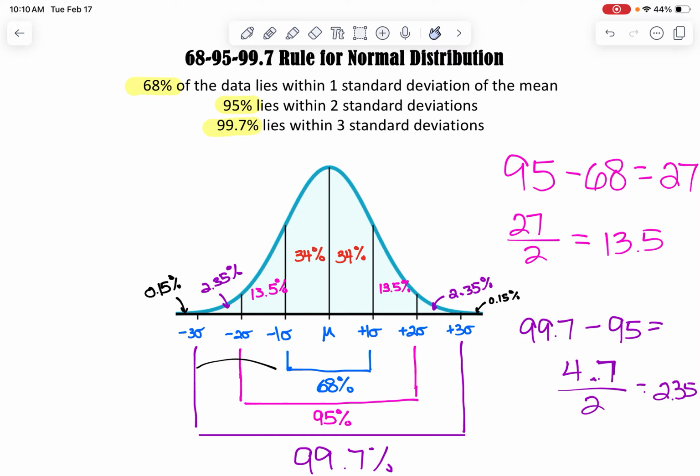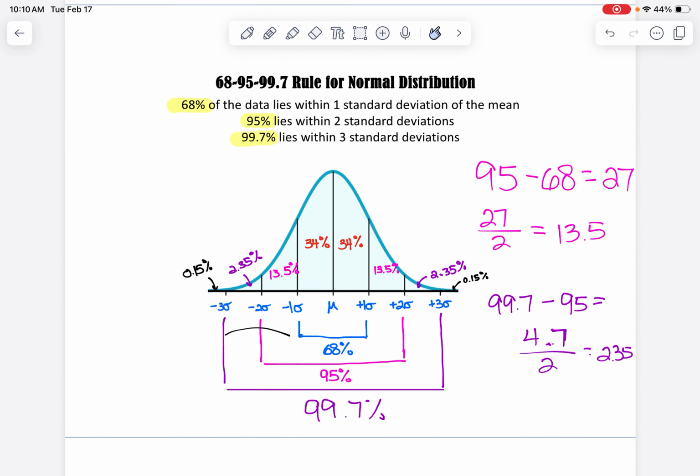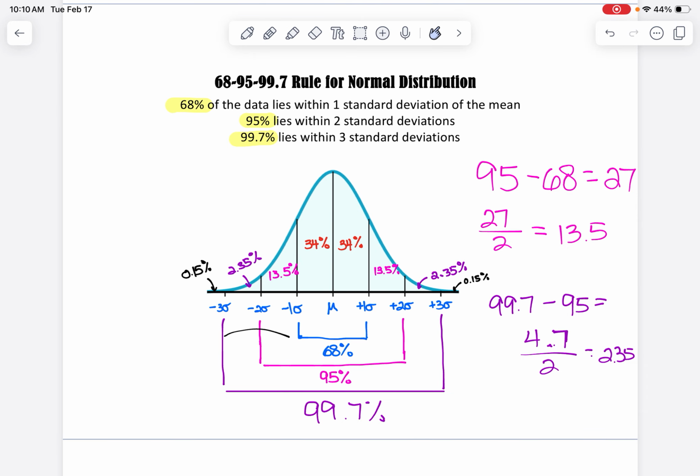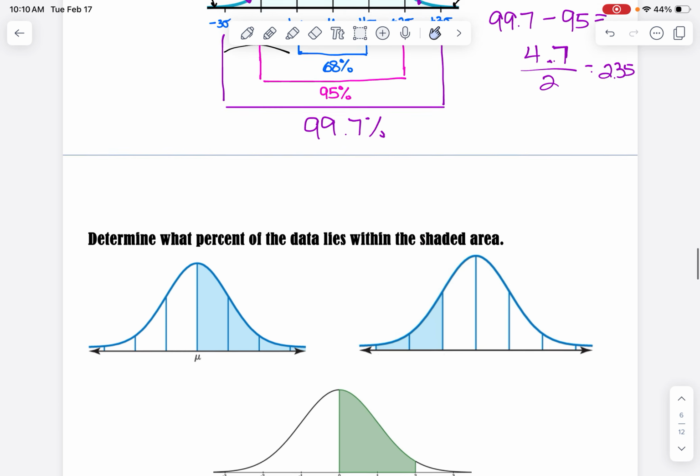Generally we say it's a 68, 95, 99.7 rule. I mean, technically it's 68.26. The 95 is 95.44, and the 99.7 is 99.72. But for our purposes, this is what we're going to use in this class. So hopefully that makes sense. This is the normal distribution rule that we will apply, and you'll see in lots of stats classes.